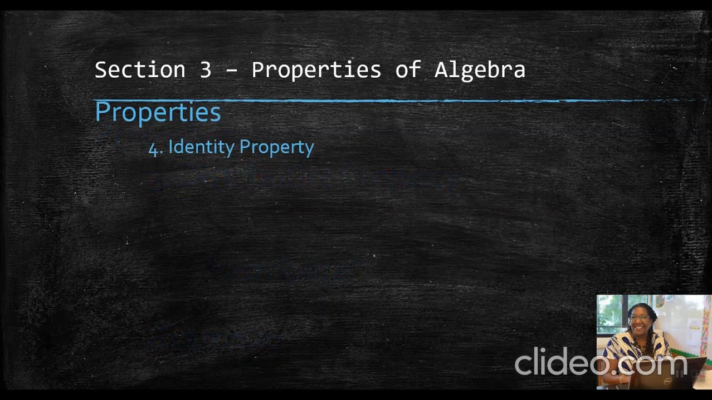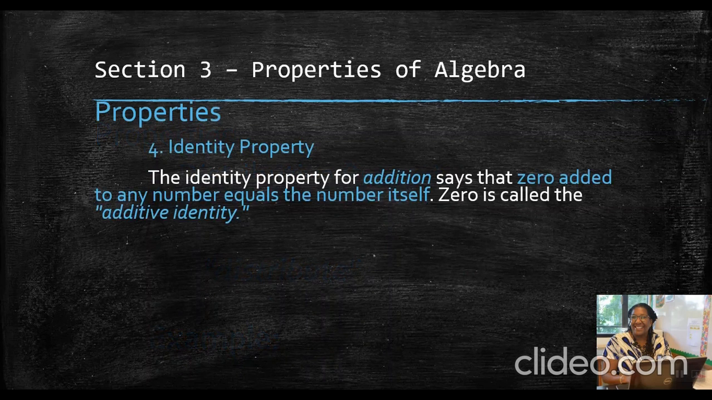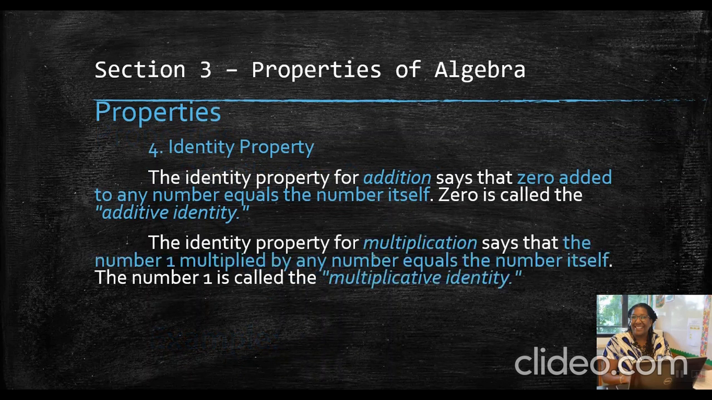The fourth property we're looking at is the identity property. For addition, it says that 0 added to any number equals the number itself. 0 is called the additive identity. There's also an identity property for multiplication. It says that the number 1 multiplied by any number equals the number itself. The number 1 is called the multiplicative identity.